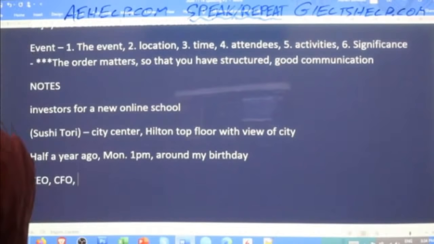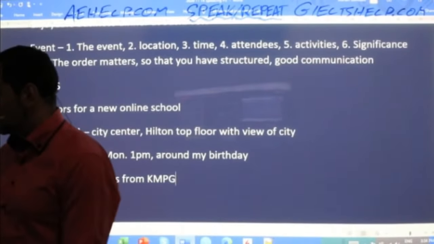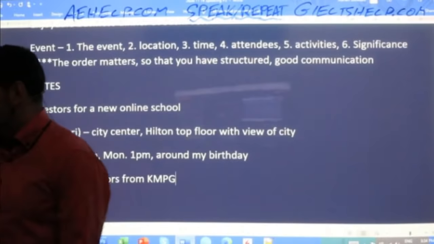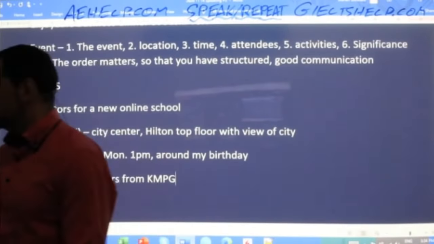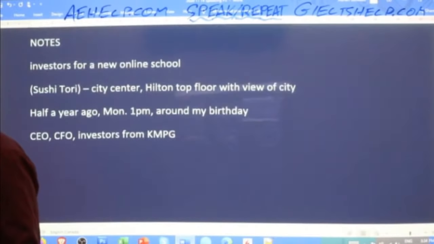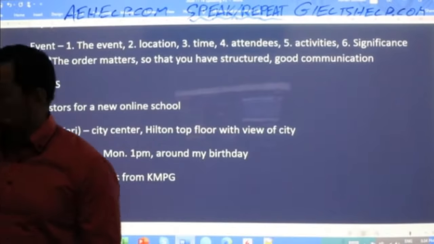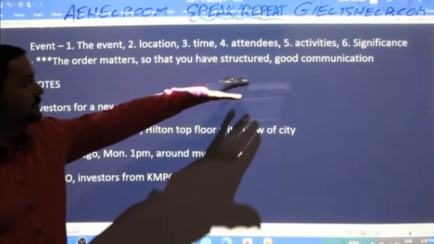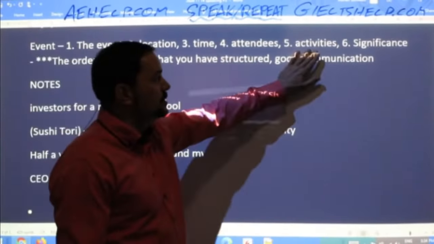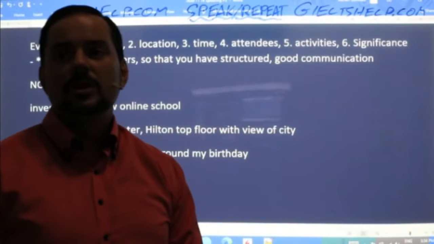Investors from KPMG, which is an investment group, right? Yeah. KPMG is an investing group, so sure, why not? Okay, very good. All right. What were the activities? So what actually happened there? Okay, now this is where you want to be really good. So what were the activities?